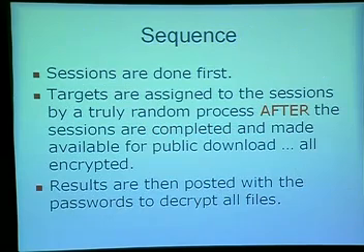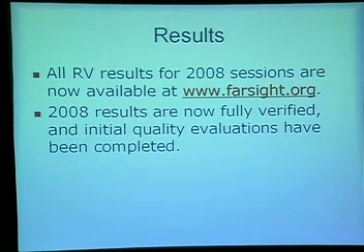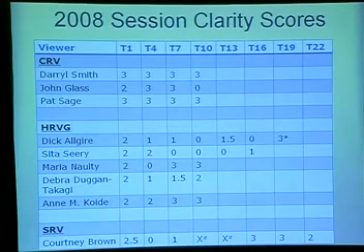And all of this was put up on the web and downloaded by tens of thousands of people, all encrypted, so no one could see it. No one could mess with it. The sessions are done first. The targets are assigned to the sessions by a truly random process after the sessions are completed and made available for public download. Results are then posted with passwords to decrypt all the files after the fact, like in late June. The RV results for 2008 are now available at farsight.org. They are fully verifiable because the target times were June 1st.